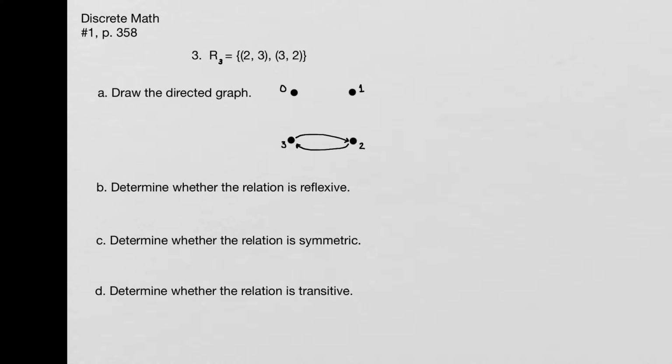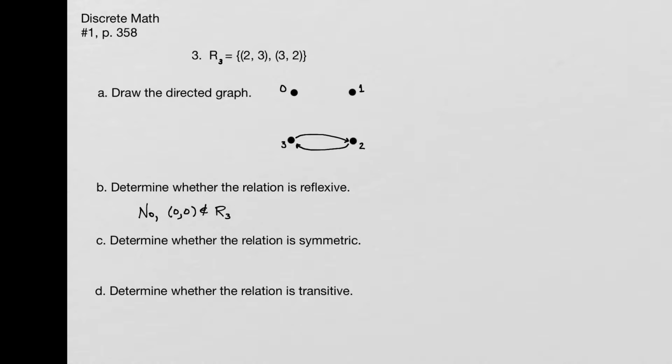All right, so we want to determine whether the relation is reflexive. So that means that (0, 0), (1, 1), (2, 2), and (3, 3) would all be elements of R3, and none of them are. So I'm going to say no, and I can pick any one of them. I'll pick (0, 0). (0, 0) is not an element of R3. There you go. That's it. Could have said (1, 1). Whatever you like. Could have said (2, 2).